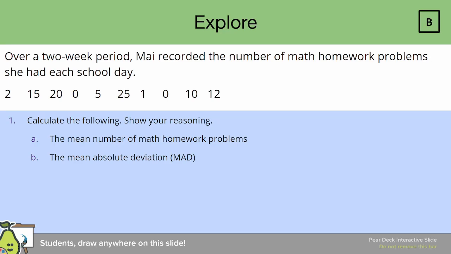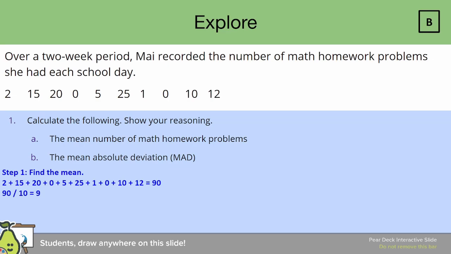Alright, welcome back. If you said in order to find the mean, you have to add all the numbers and then divide by the amount of numbers that you added, then you are correct. So let's do that. We're going to take all of our numbers, 2 plus 15 plus 20 plus 0 plus 5 plus 25 plus 1 plus 0 plus 10 plus 12, and you get 90.